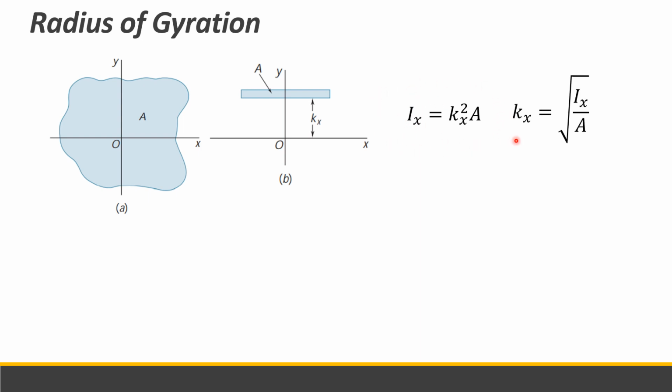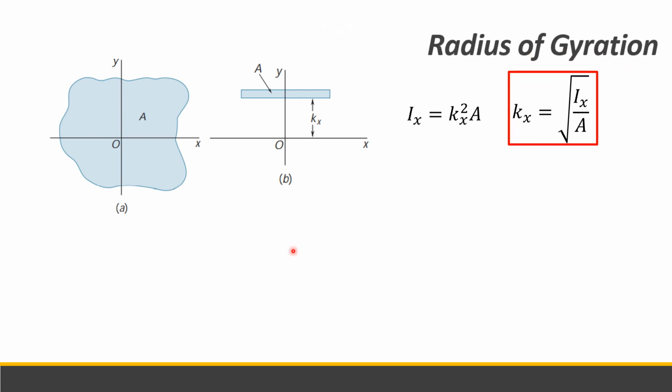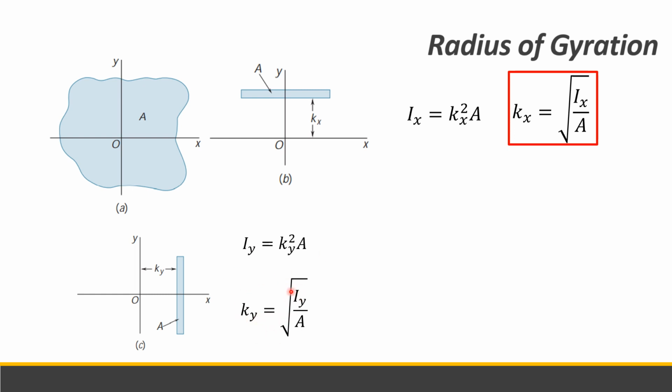Rearranging the equation, kx will then be equal to the square root of Ix over the area. This value here is the radius of gyration. This distance kx is referred to as the radius of gyration of an area with respect to the x-axis. Similarly, with respect to y, if you were to concentrate this area into a vertical strip, this distance away from y is ky. So Iy is equal to ky squared A, and ky is equal to the square root of Iy over A.